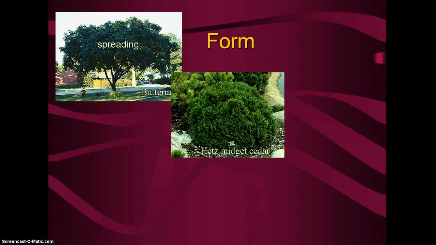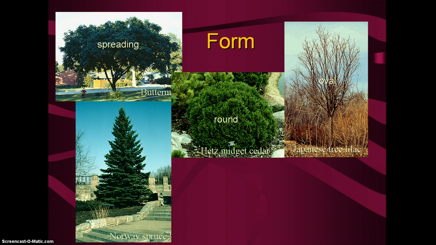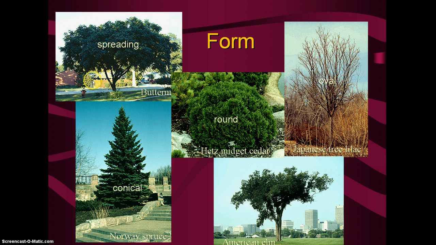So here are some of the forms that you can consider. Things like spreading, which is where the top is wider than it is tall. You can go to round. Round is round. Oval, you usually think of as upright oval, where your crown is taller than it is wide. The crown is really just the whole leafy area above the branches. Then we've got conical shapes, such as in the conifers, hence the name, or sometimes another one that could be sort of fan-shaped, such as this American elm.